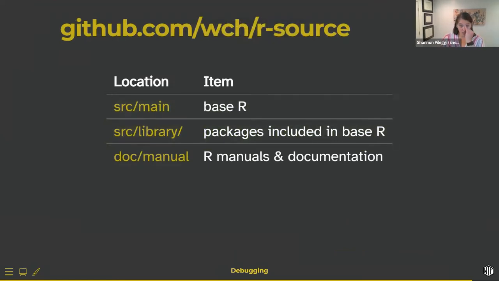If you go to github.com/wch/r-source, you can look at the source for base R in main, the packages included in base R in library, and also you can go through the R manuals and documentation.